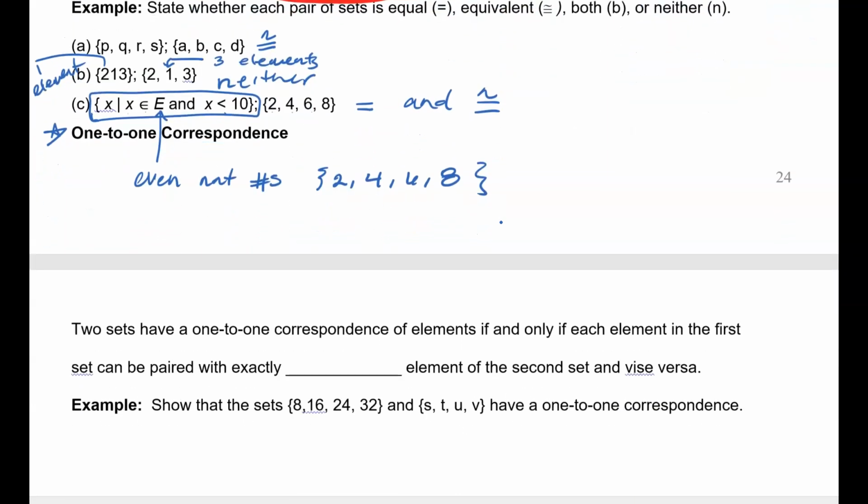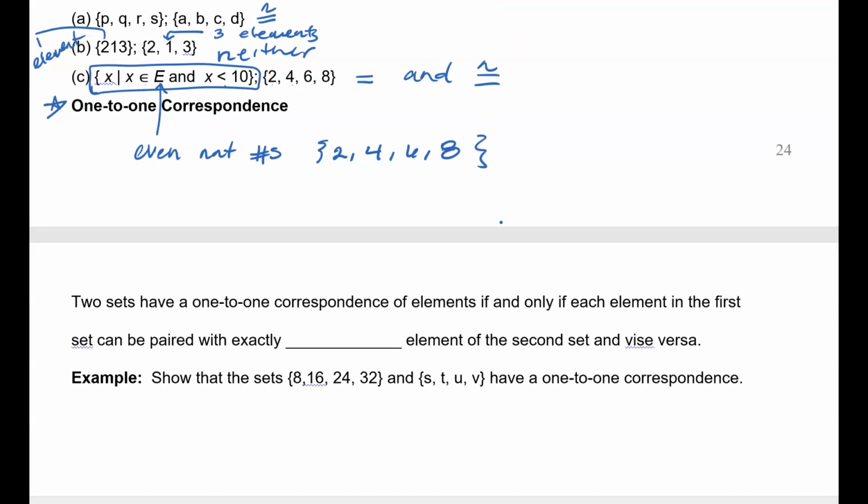So I mentioned this, but let's just fill in the blank to be thorough. Two sets have one-to-one correspondence of elements if and only if each element in the first set can be paired with exactly 1 element of the second set and vice versa.